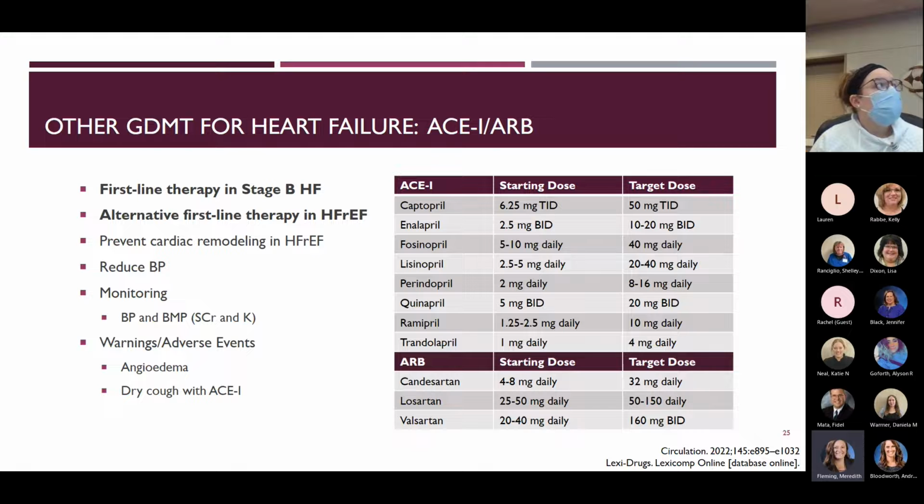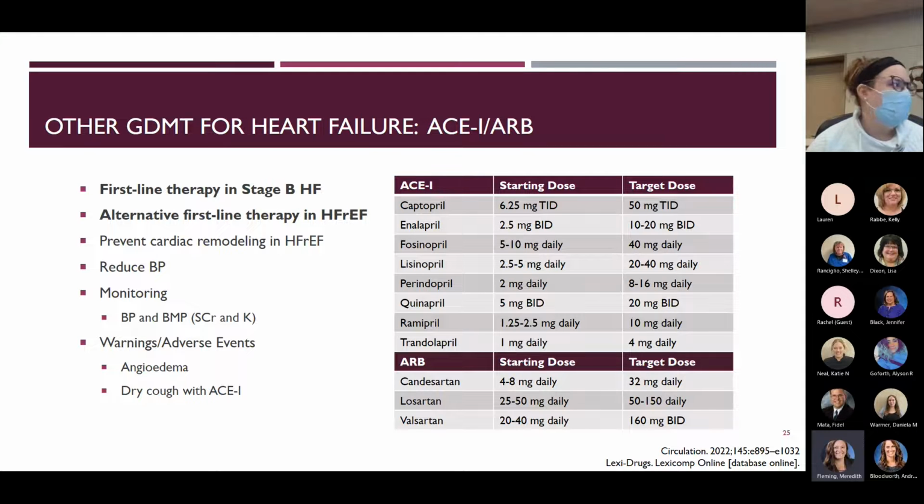Moving on to our more tried and true heart failure medications. I won't go into too much detail, but I wanted to make sure that we had the information as it was included in the guidelines. So ACEs and ARBs are still considered first-line therapy in our patients that have stage B heart failure, even in patients with HFpEF, or I want to call it HFmrEF, but heart failure with mildly reduced ejection fraction.